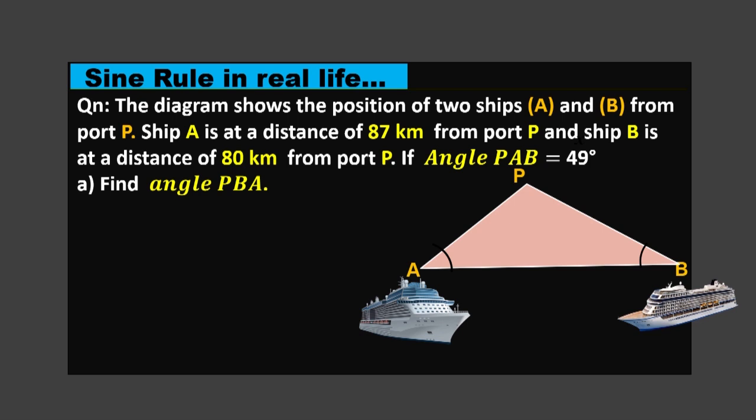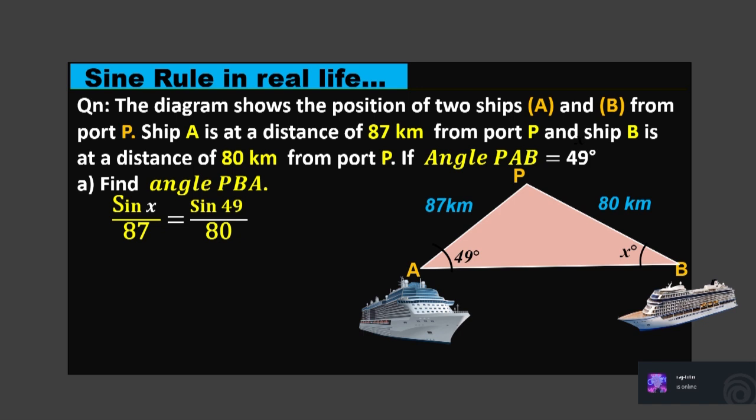Now you have three positions here: ship A, ship B and port P. Connecting all the three, it forms a triangle. So as you can see, again we have two sides and two angles in which one unknown is there. Remember, two sides, two angles, you may use the sine rule. So let's start with finding the unknown x.